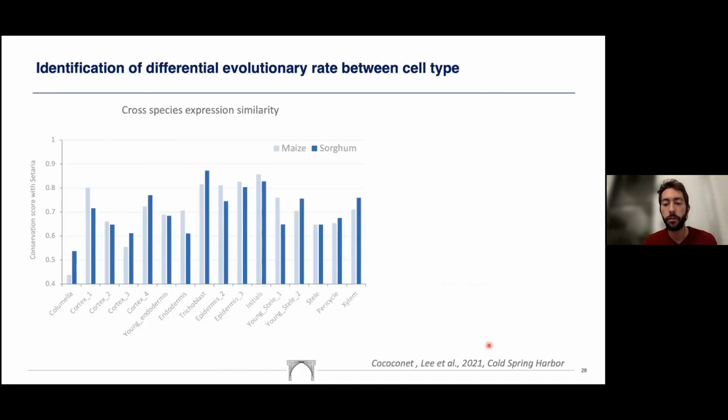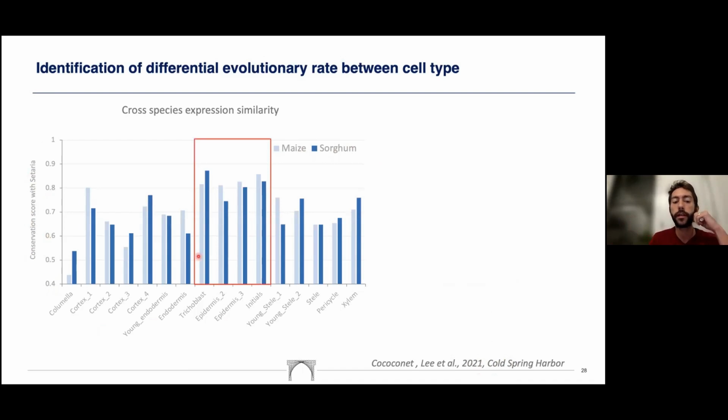So also in collaboration with Gilly's lab at Cold Spring Harbor and combining an approach that they were using called CocoConnect, we assigned a score of conservation to every cell type transcriptome. So here is a score of conservation with Setaria. And so we look at maize and sorghum transcriptomes and try to see, using orthologous genes, which transcriptome was more similar to Setaria and which one was the more divergent.